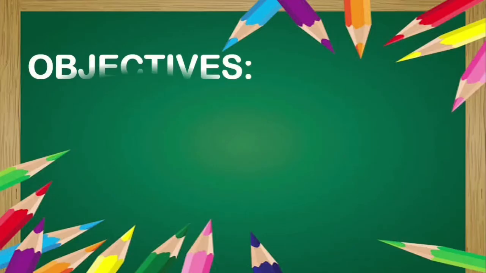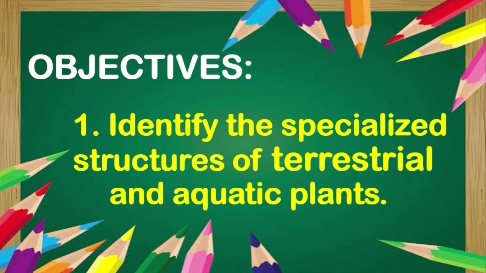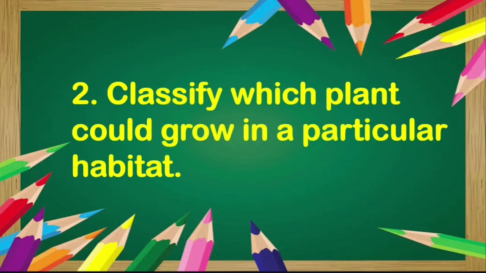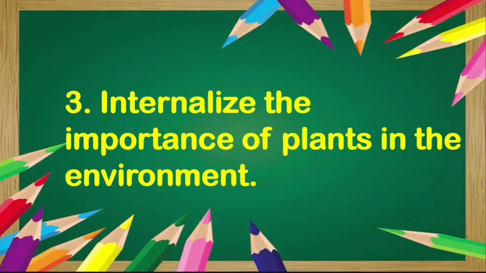Before that, let us know first our today's objectives. At the end of the lesson, you are expected to: 1. Identify the specialized structures of terrestrial and aquatic plants. 2. Classify which plant could grow in a particular habitat. And 3. Internalize the importance of plants in the environment.